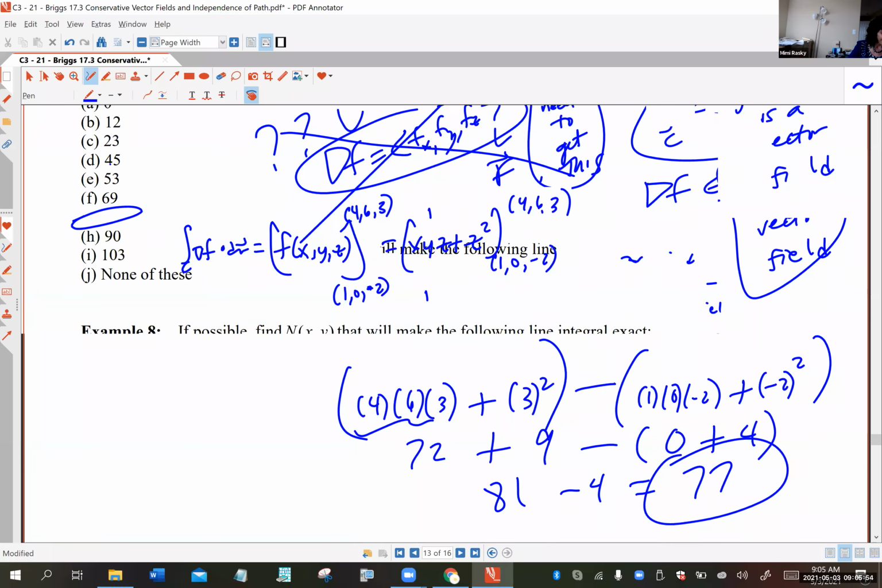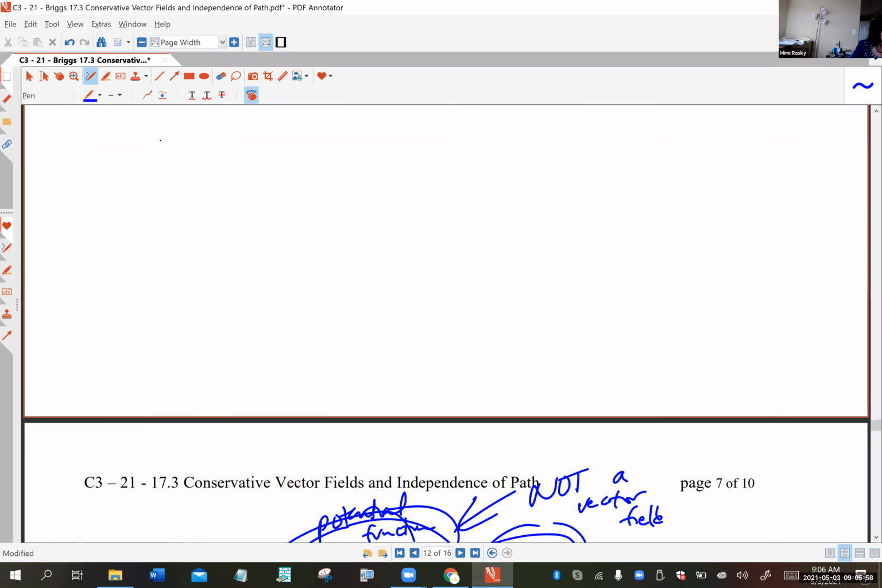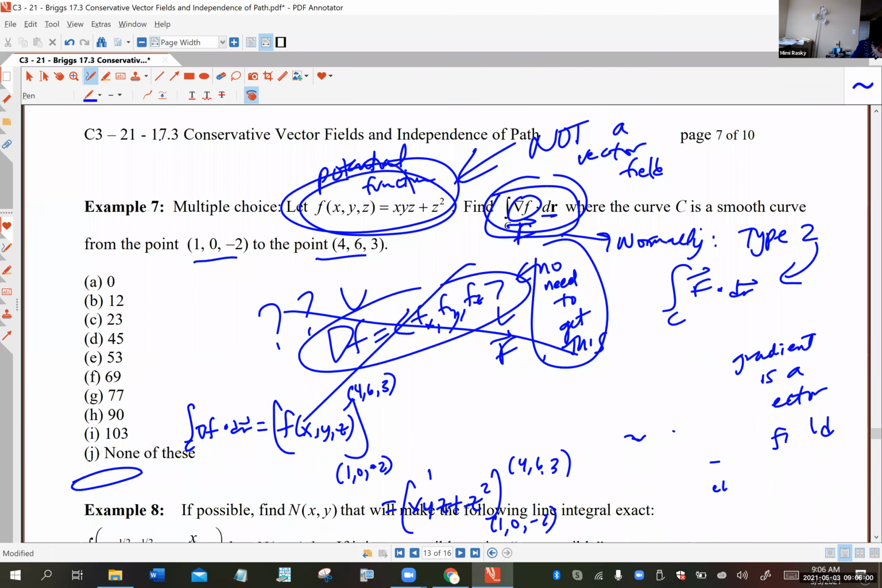Thank God it's there. It must have disappeared. I don't know what just happened to it. So that's letter G. That is the correct answer. Okay, so any questions on this? They're pretty much giving you a lot of stuff already.